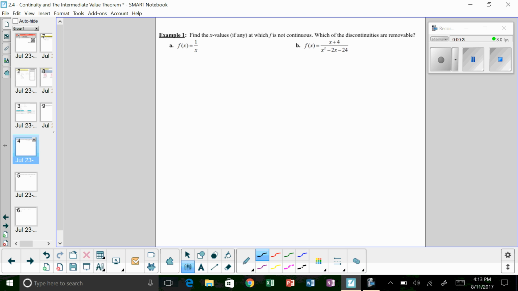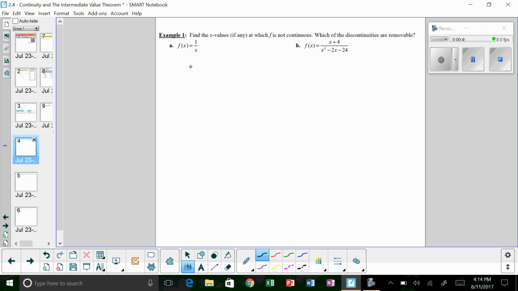For each of these functions, we're going to determine if there are any x values where the function is not continuous. And if there are, we're going to classify those discontinuities as either removable or non-removable. And then if they're non-removable, we'll see if we can learn a little bit more about the type of non-removable discontinuity. In the first example, f of x equals 1 over x, this is a very simple function.